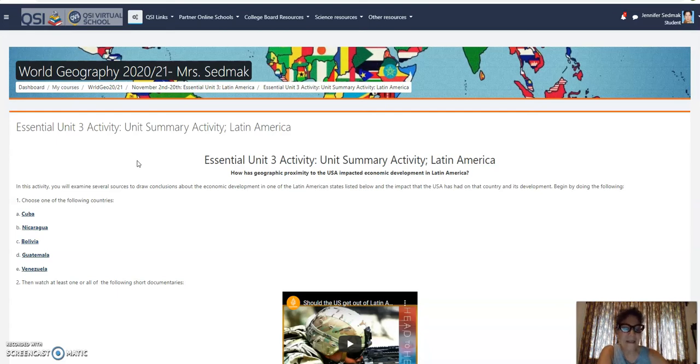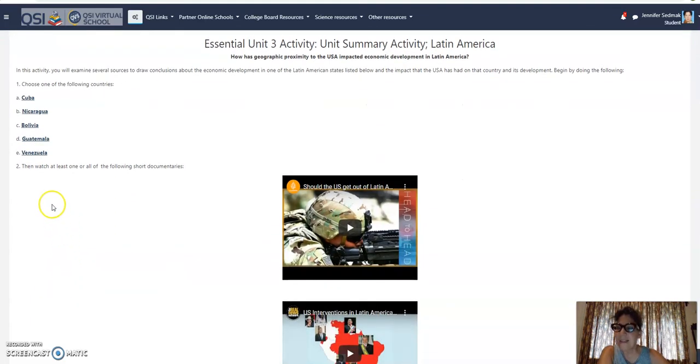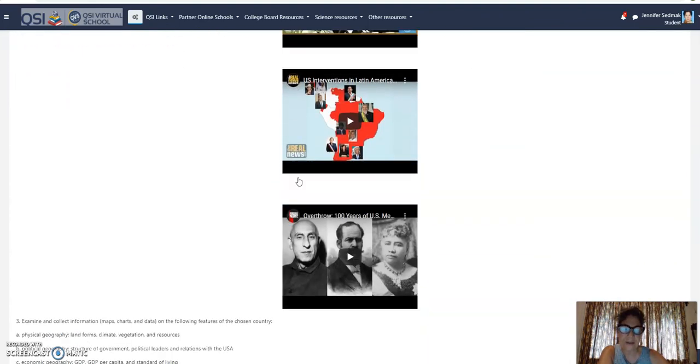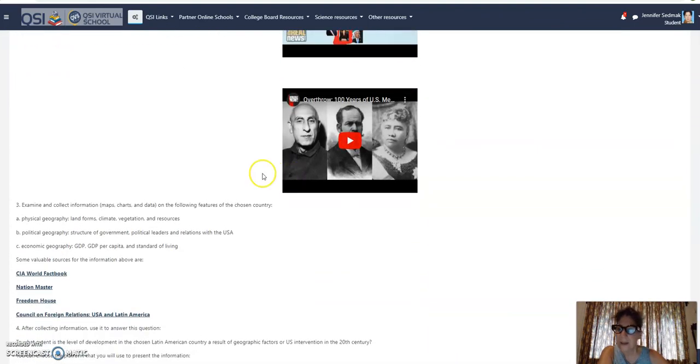So the United States is a very powerful nation. Latin American states depend on the United States largely for trade and other aspects of their economy in terms of development. You are to pick any one of the following countries. So follow the directions. It says choose one of the following countries: Cuba, Nicaragua, Bolivia, Guatemala, Venezuela. And then it says, then watch at least one or all of the short documentaries. So there's a series of documentaries here.